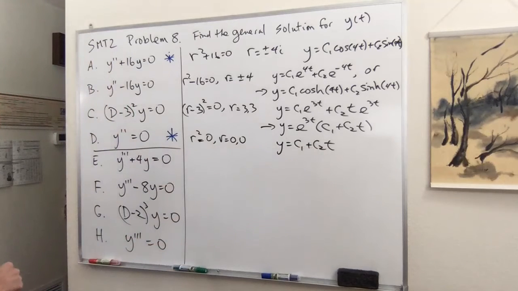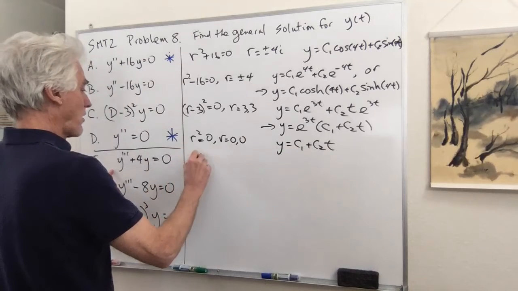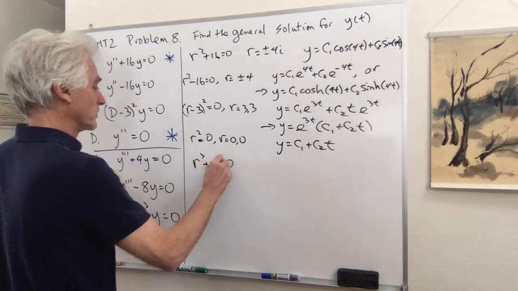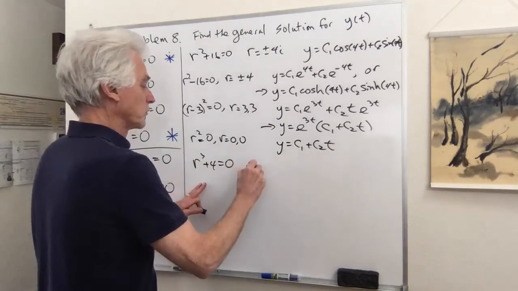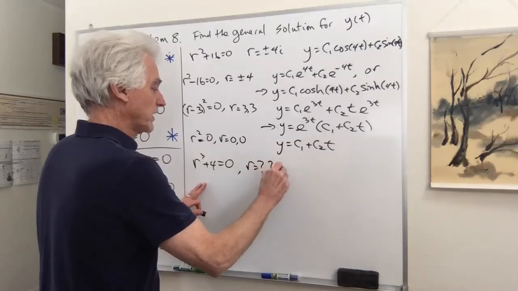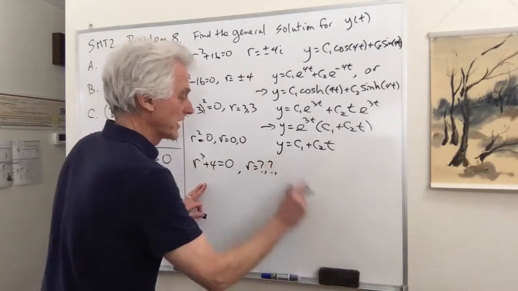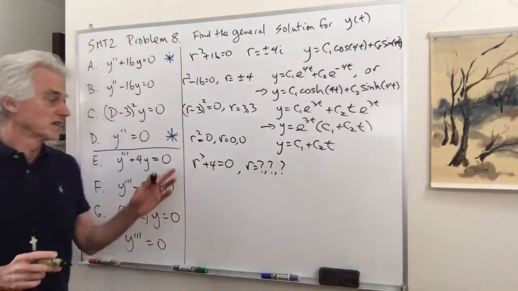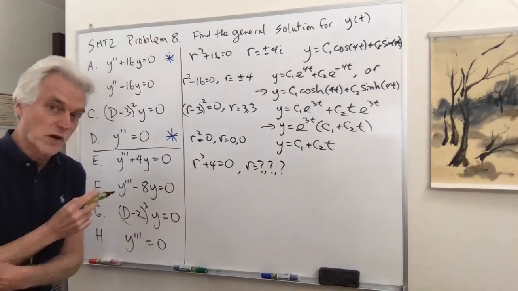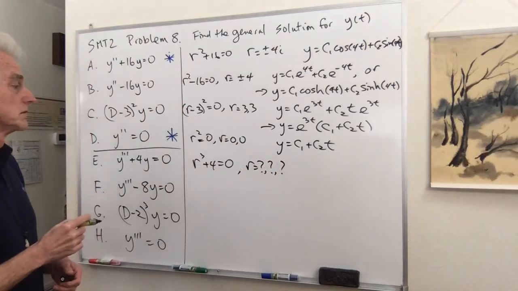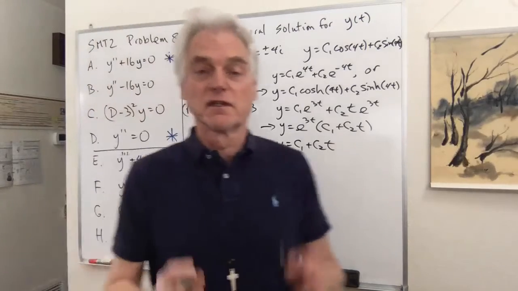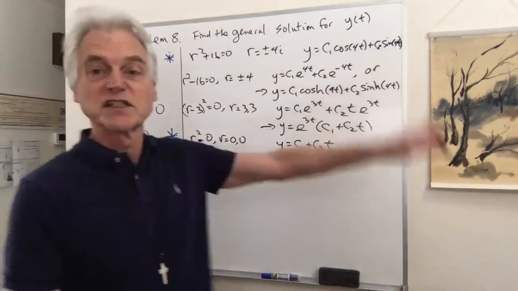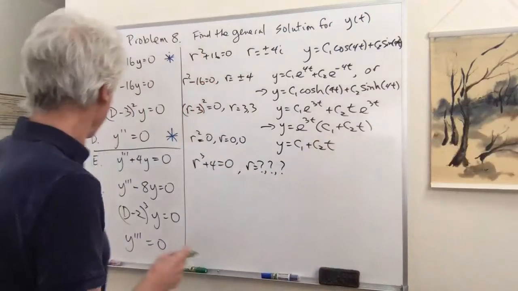Now let's go on to these third order ones. Here we've got r cubed plus 4 equals 0. And frankly, I have no idea what the roots are. There are 3 of them, counting multiplicity. That's one thing I know, because it's a degree 3 polynomial equation. Hopefully the solution to this differential equation isn't one of those you can choose from. What about this one?